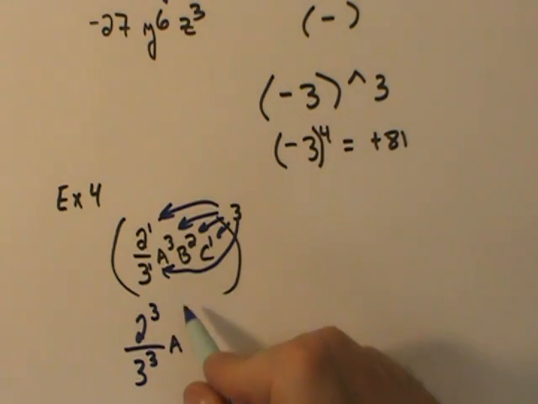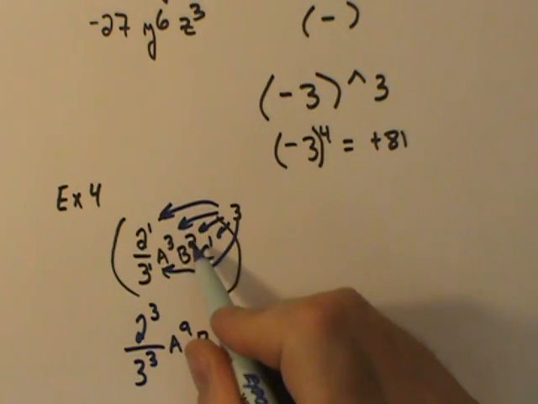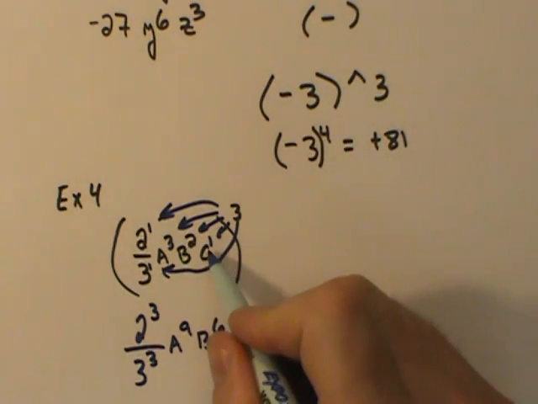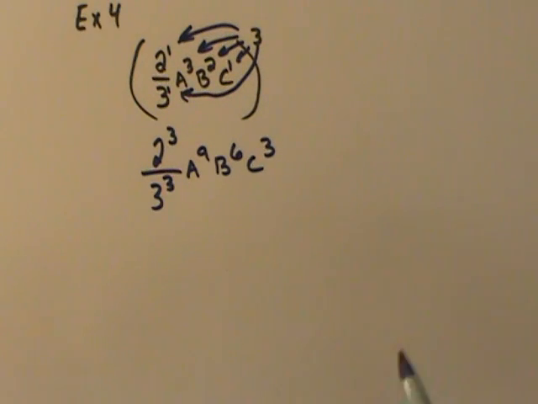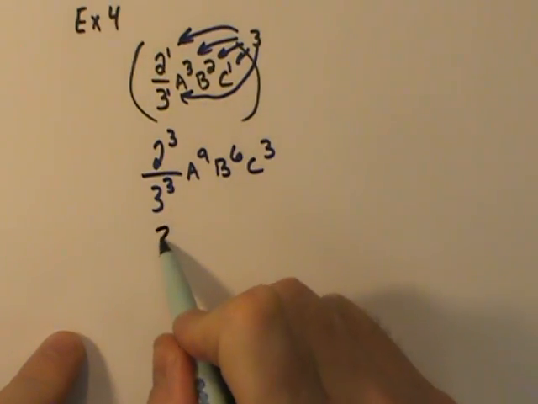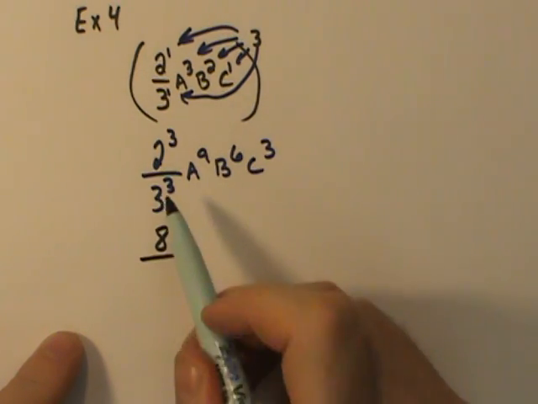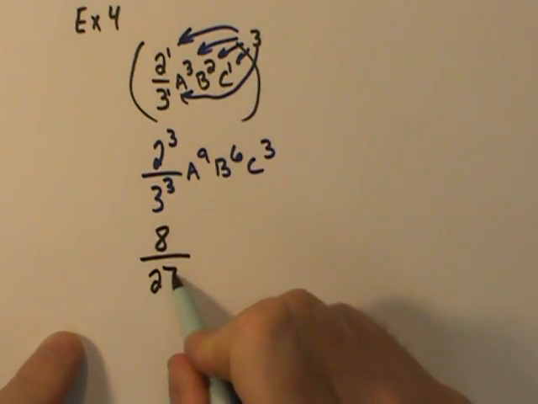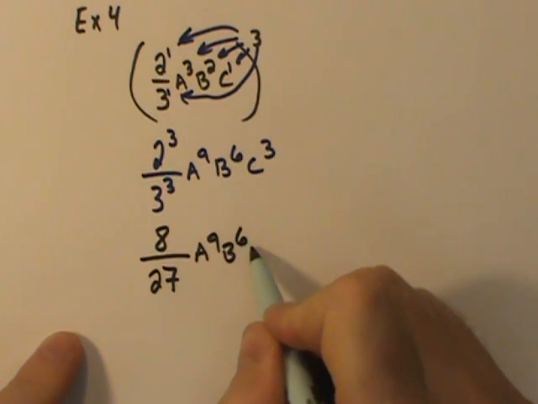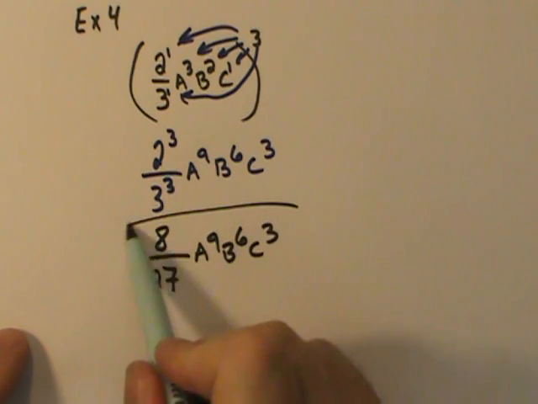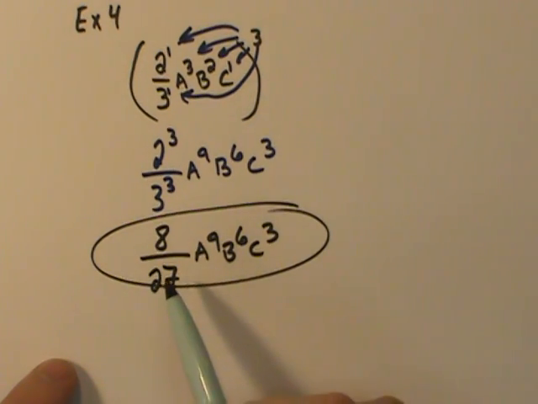A to the 9th, because 3 times 3 is 9. B to the 2 times 3 is 6. C to the 1 times 3 is 3. Again, with the coefficient, I want that expanded. You're using your calculators. It's not asking that much. 2 to the third power, hopefully you recognize as being 8. 3 to the third is 27. A to the 9th, B to the 6th, C cubed. And there again we see one monomial.